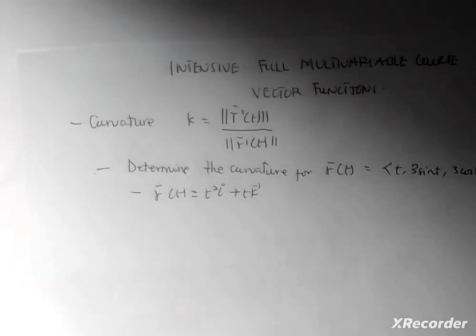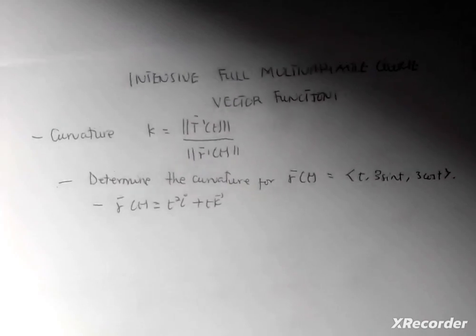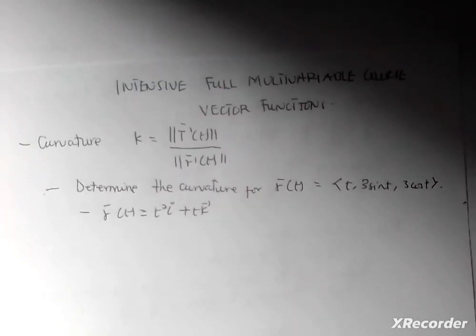We are still on the vector functions, and in this class we are going to consider curvature. Curvature is represented with the symbol K. When you say curvature, you mean the curvilinearity of a curve, so how it is being curved.